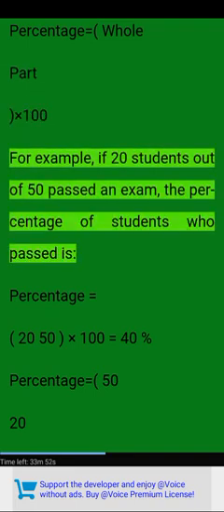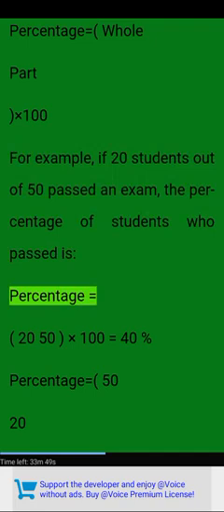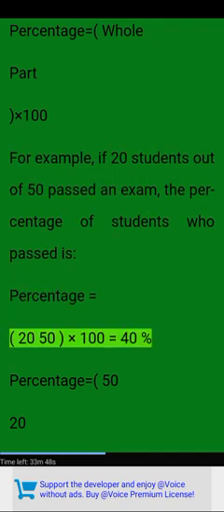For example, if 20 students out of 50 passed an exam, the percentage of students who passed is percentage equals 20/50 times 100 equals 40%.